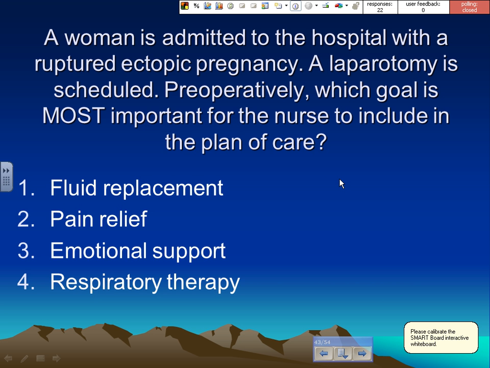The woman is admitted to the hospital with a ruptured ectopic pregnancy. A laparotomy is scheduled. Preoperatively, which goal is most important for the nurse to include in the plan of care? Fluid replacement, pain relief, emotional support, respiratory therapy.